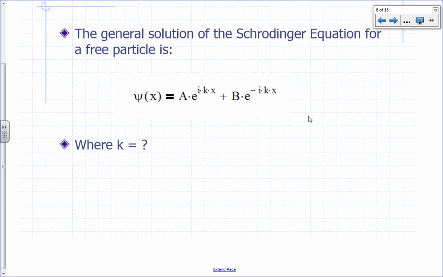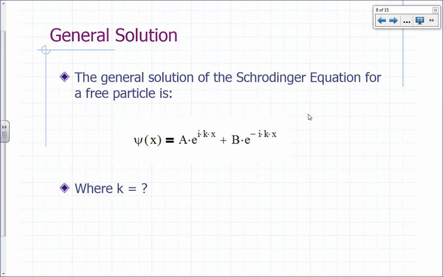So that's just a review. Psi is some constant A, e to the ikx, plus another constant B times e to the negative ikx. What did we say k was? Square root of 2mE over h bar. Okay?